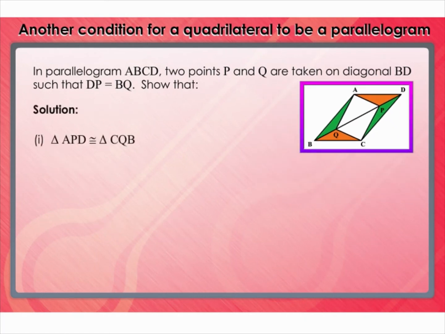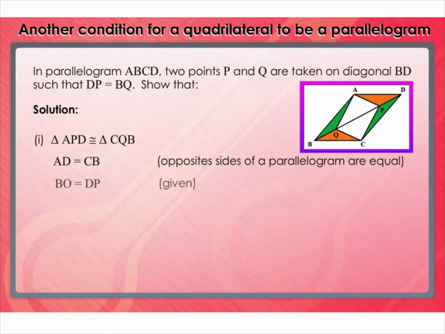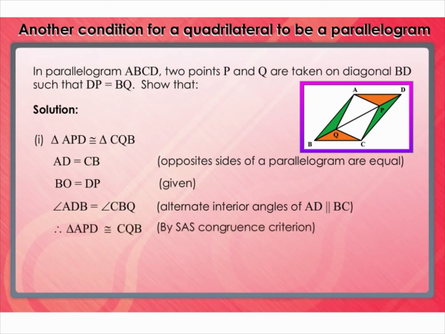In triangle APD and triangle CQB, AD is equal to CB since opposite sides of a parallelogram are equal. Also given, BQ is equal to DP. Angle ADB is equal to angle CBQ, alternate interior angles of AD parallel to BC. Therefore, by SAS congruence criteria, triangle APD is congruent to triangle CQB. Now let's prove AP is equal to CQ. We have already proved APD is congruent to CQB. Therefore, by CPCT theorem, AP is equal to CQ.